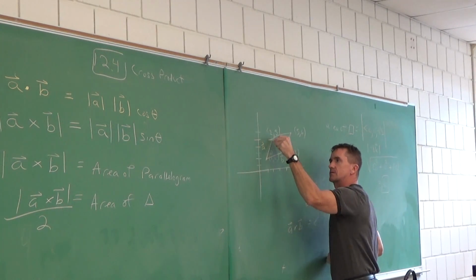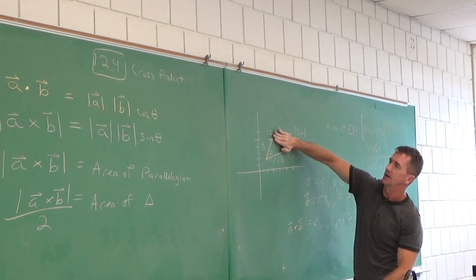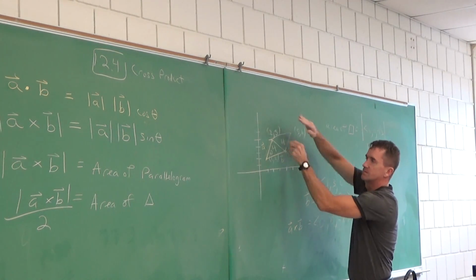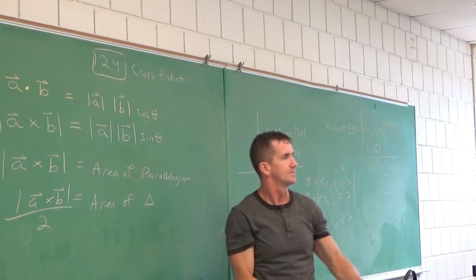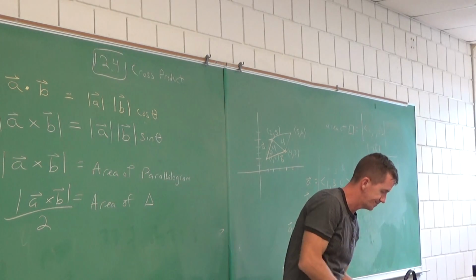Oh, here's a triangle. Look. What's the area of that triangle? Divided by 2. Let's say divide by 2. Area is 4. That area is 4. Cool.